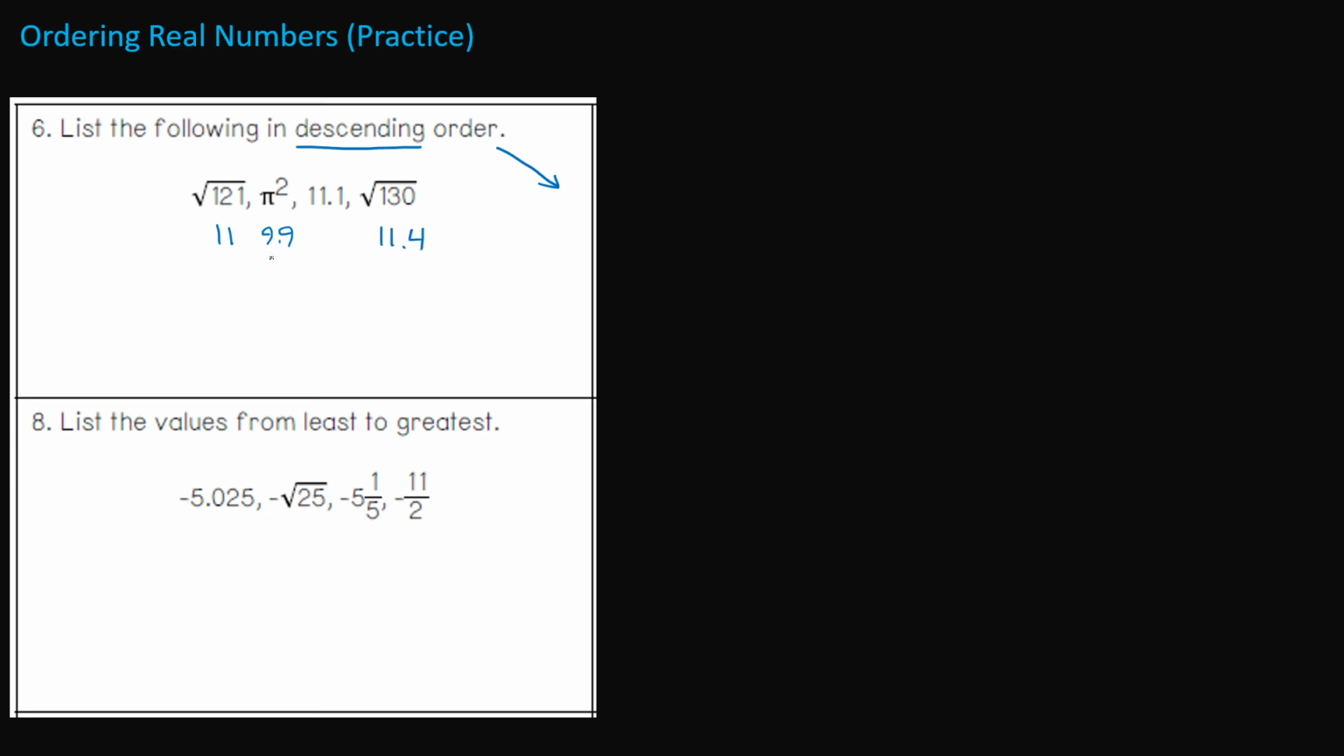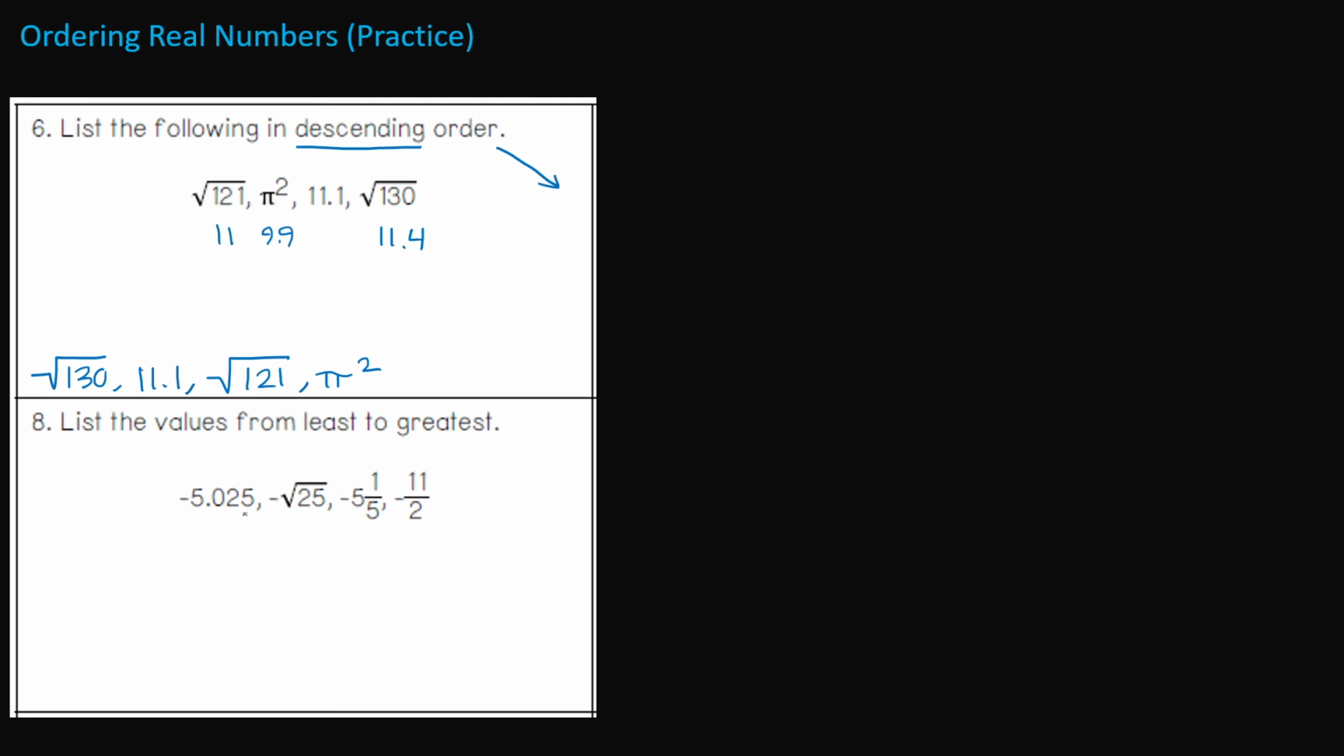Now we need to list them in descending order from greatest to least. So I see that the square root of 130 is the greatest. That's about 11.4. That is our greatest number here. So square root of 130. Then we have 11.1. 11.1 is greater than 11. Next we have the square root of 121. And last but not least, we have pi squared.